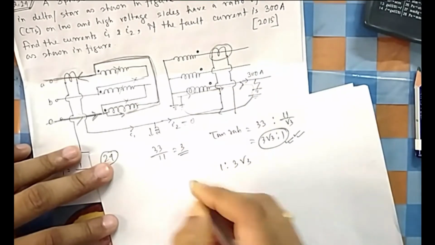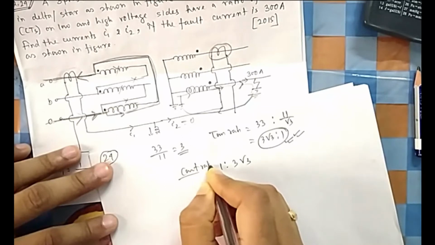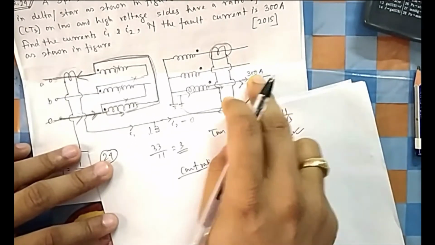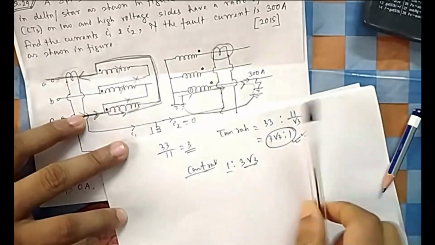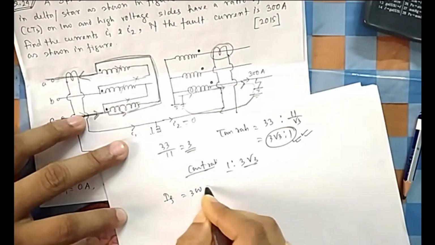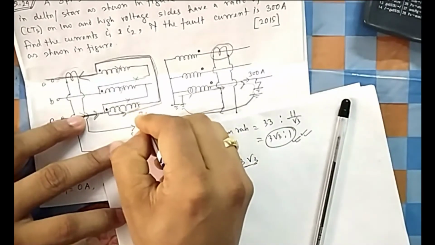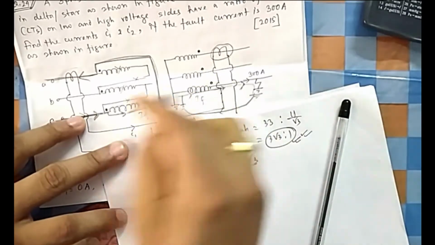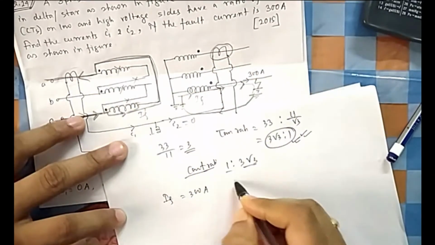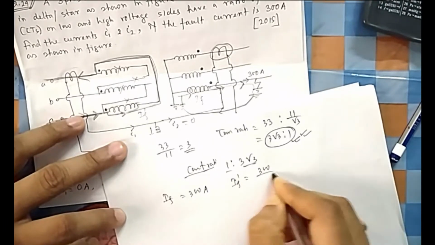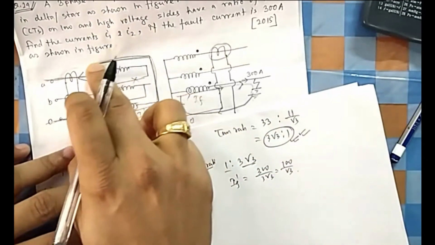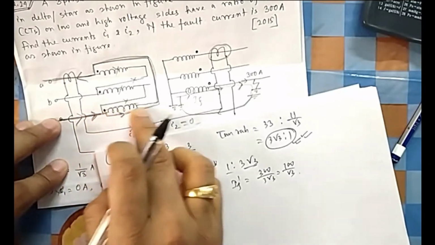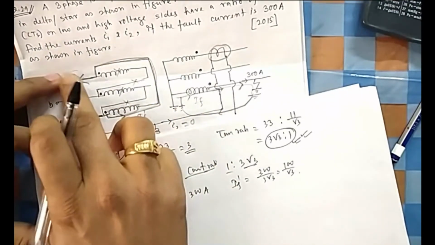If I go to current, the ratio will be reverse. What is the current ratio? This will be the current ratio, reverse of turn ratio, 3 root 3:1. So 300, if you transfer here, it will get reduced. What will be the corresponding current here? Let me say IF is 300, and let this current be IF dash, the replica of this one. What is the effect of this fault current here? IF dash will be equal to 300 divided by 3 root 3, so it is 100 by root 3. This 100 by root 3 will come here and go through the path. This is the path of 100 by root 3. So this CT will sense 100 by root 3.